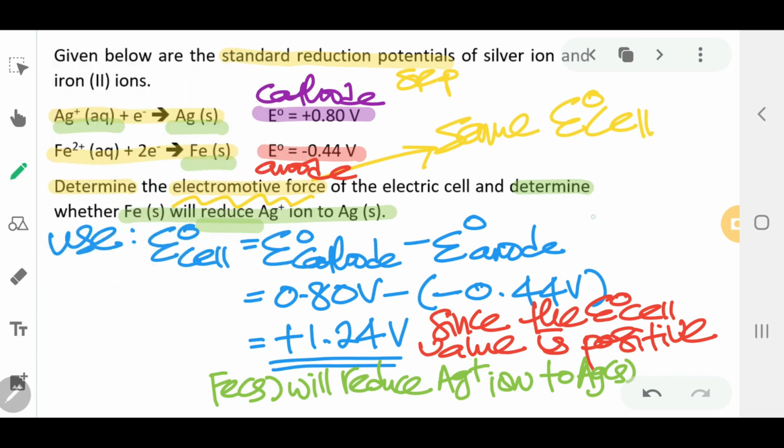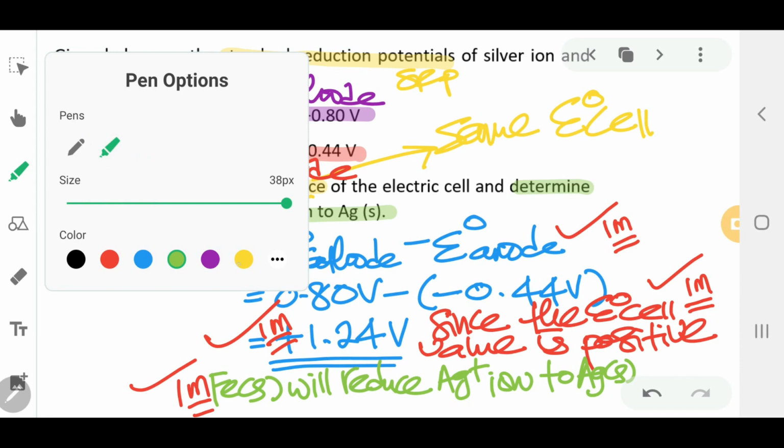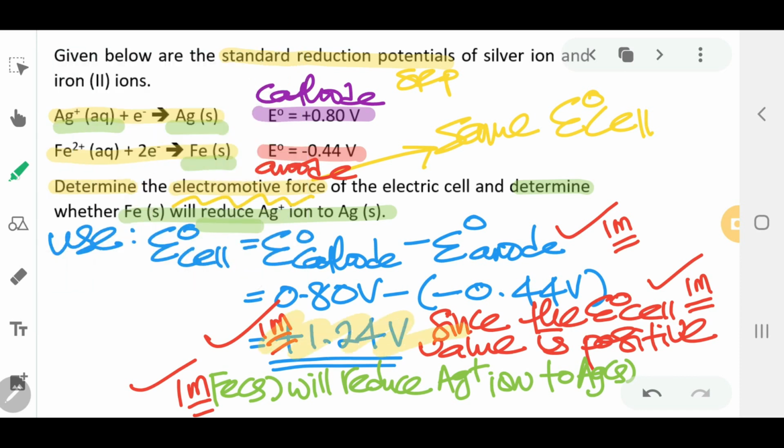So in exams, you will be able to get 1 mark for this statement, 1 mark for that one. Since the E naught cell value over here is positive, iron solid will be able to reduce Ag plus ion to Ag solid. And another reason why, when you have this value over here, this is what we say is a spontaneous reaction.